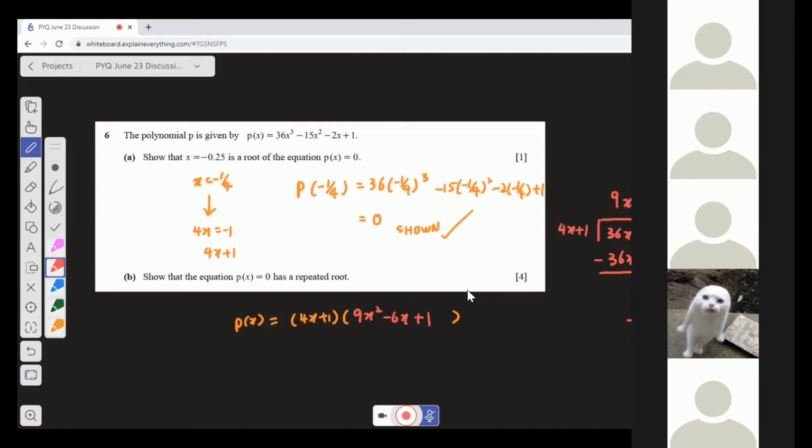But can we still continue to factorize? Yes. And we will get 4x plus 1 bracket. What is the factorization of this? 9x squared is 3x, 3x minus 1. Bracket 4x plus 1, this is 3x minus 1 squared. So what can we say? One of the roots is negative 1/4, and another root is the same root. We call it the repeated roots.